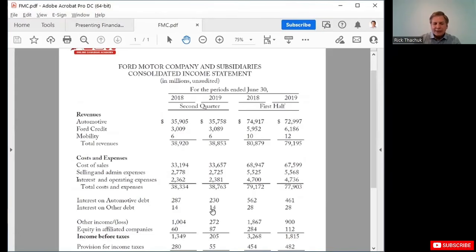Interest on other debt is singular, so you should have said interest on other debt at Ford Motor Company and subsidiaries was 14 million US dollars in the second quarter of 2019, unchanged from the same period of 2018.